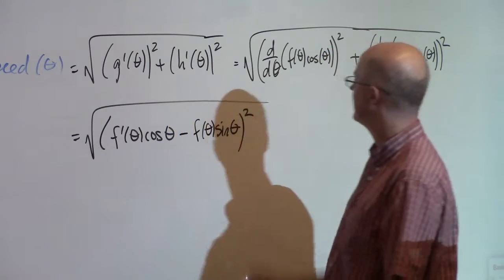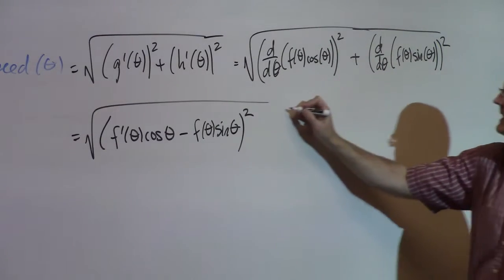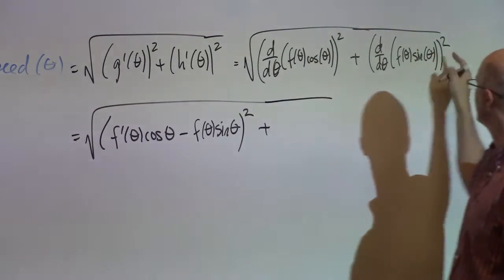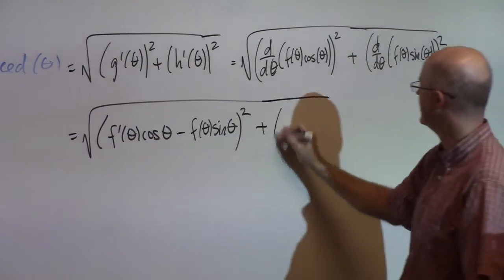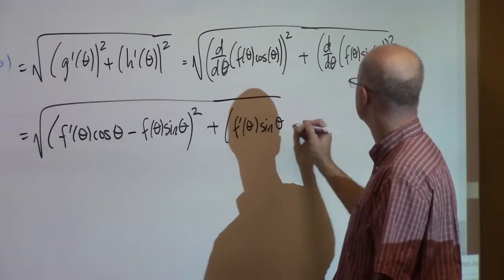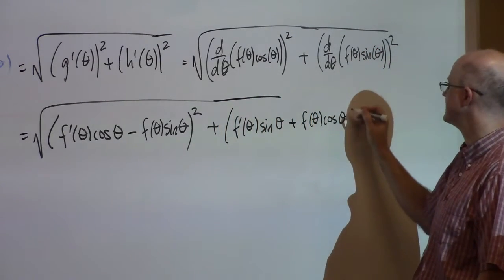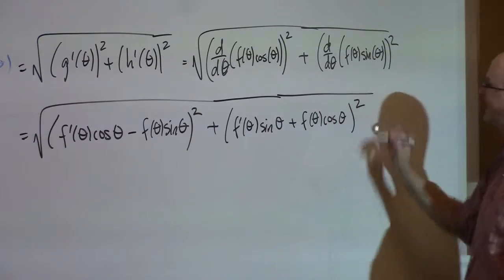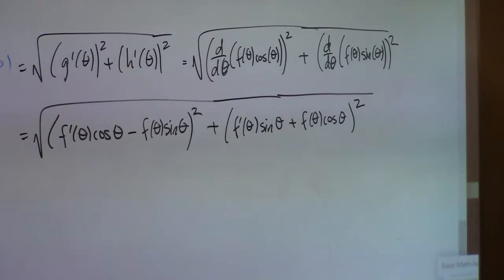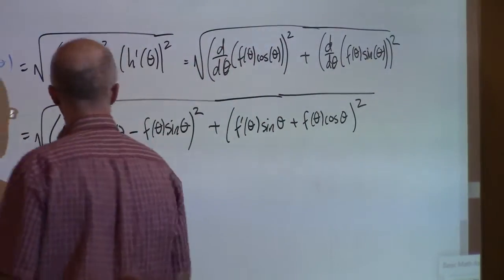I've got to square that derivative, and then add the square of this derivative. I once again use the product rule. The derivative of sine is cosine, and so I get a plus sign in there this time. Now multiply this out.